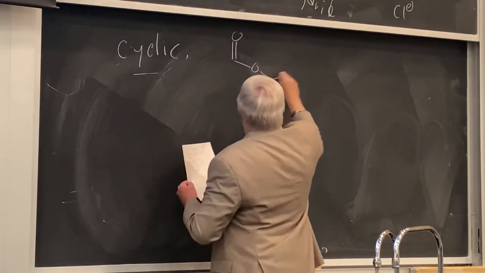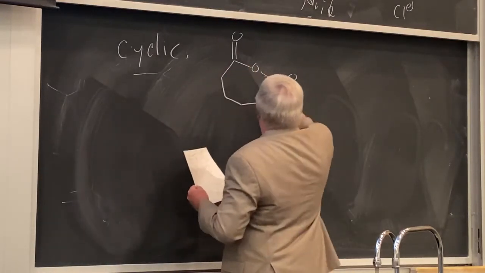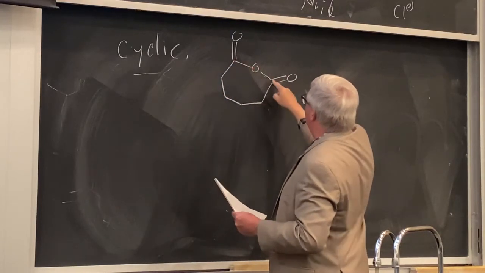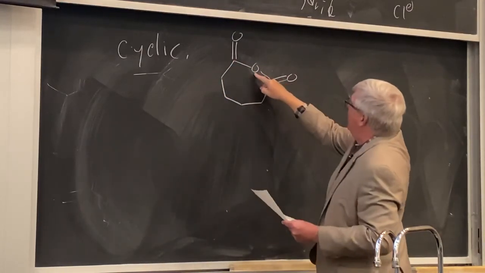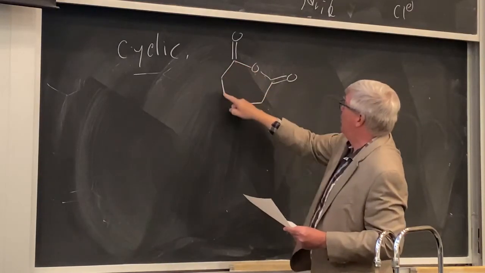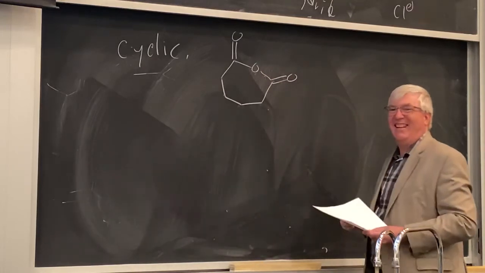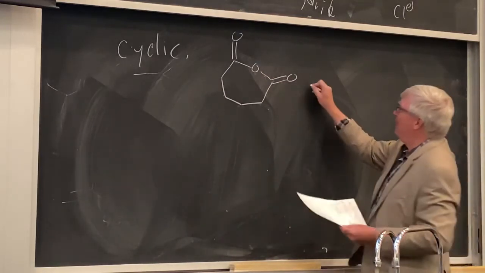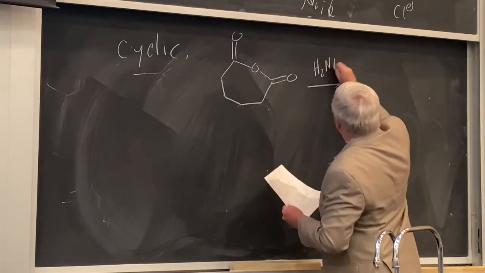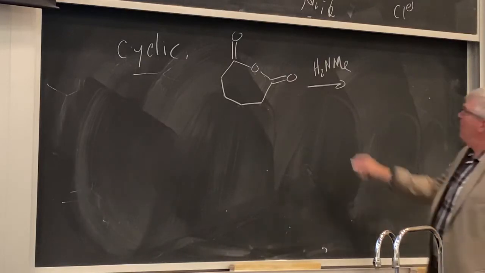We've got this here, and then 1, 2, 3, 4 extra carbons there. So 5, 6, so it's 7, 8. It's an 8-membered ring. Well, let me make sure. 1, 2, 4, 5, 6, 7. 7-membered ring. Okay. And it's got 6 carbons here. And let's react it with methylamine. Okay. Well, let's think about this.